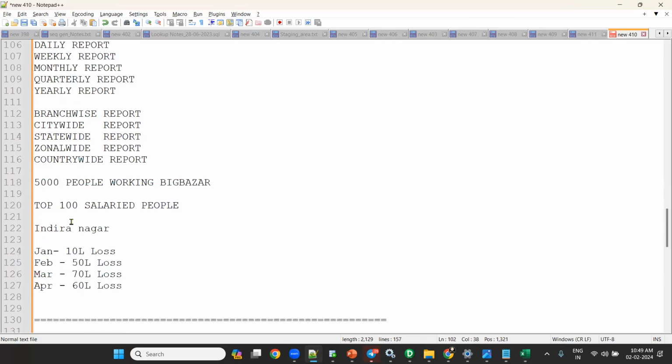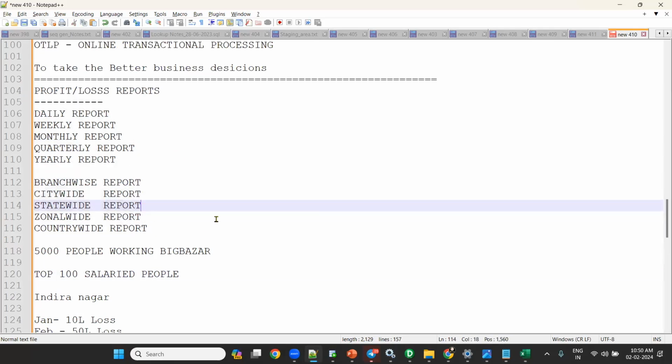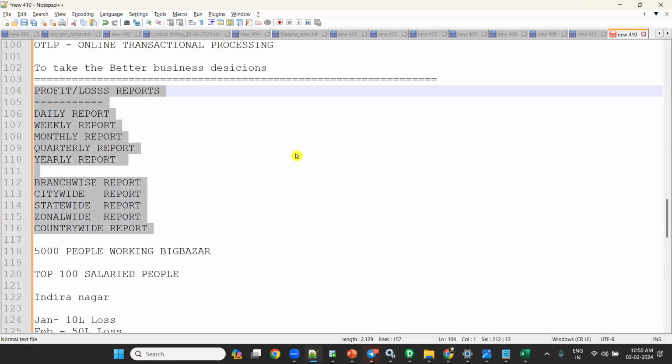Okay. From tomorrow, a lockdown is happening in India for 2 months, for example. Then Big Bazaar will be closed. They don't have online business, only offline. So what should they do? They should cut down the employees, correct? First, I will get the top 100 salary people and remove them. Yes or no? Because I can't pay high salaries when my business is closed for more than 2-3 months. I need to cut down my expenses. So by using these reports, we will take the better business decisions.